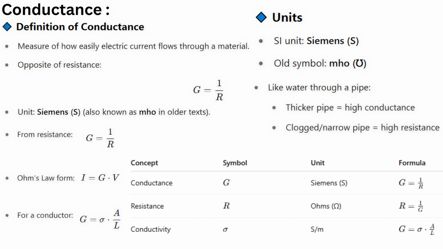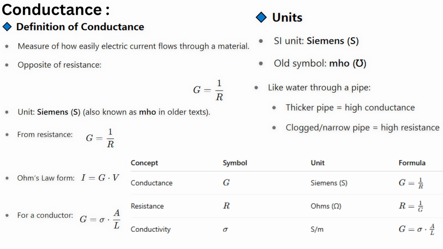To understand this, imagine you have a garden hose. The flow of water through that hose is like an electric current. Conductance is simply a way to measure how easy it is for that water, the electric current, to get from one end of the hose to the other. If the flow is easy and strong, the conductance is high. If the flow is weak and difficult, the conductance is low.